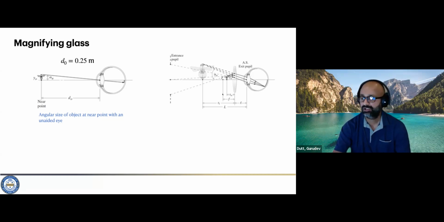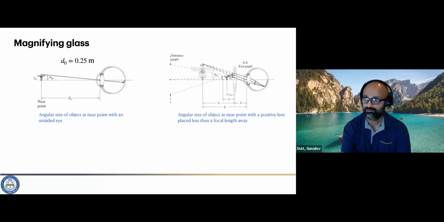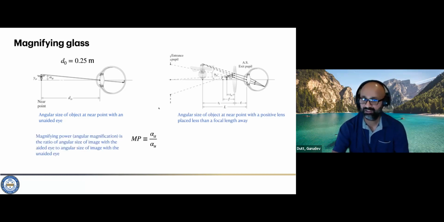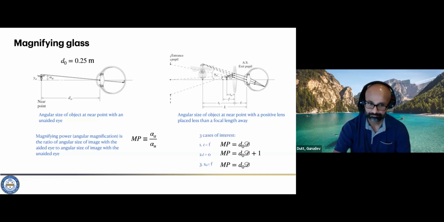Now from this, you can use the standard formulas to calculate this angle alpha A. Alpha A is the angle created by the rays coming from the top edge of this object to the optical axis. That's the aided angle of magnification. So alpha A represents the angular size with the aid, in this case the magnifying lens, and alpha U is the unaided eye, the regular angular size without adding anything to the eye. The aided eye versus the unaided eye: that's the A and U subscripts.